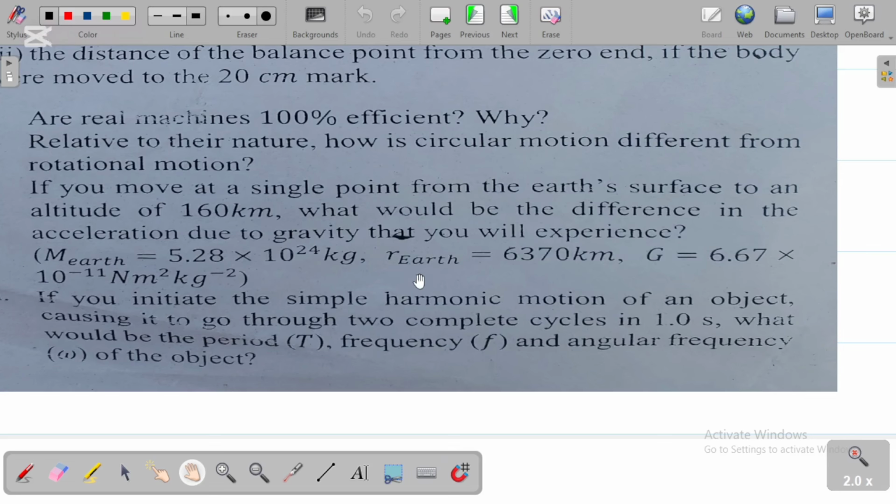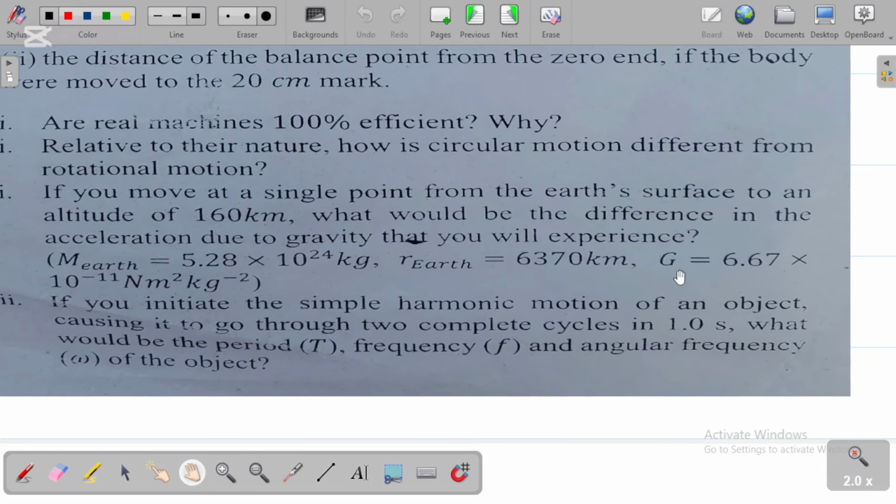And then the radius of the Earth, rth, is equal to 6370 kilometers. And finally, the gravitational constant G is equal to 6.67 times 10 raised to the power negative 11 Newton meter square per kilogram square. So in this question, we are asked to find the difference in the acceleration due to gravity.